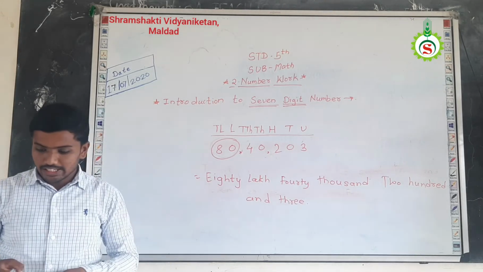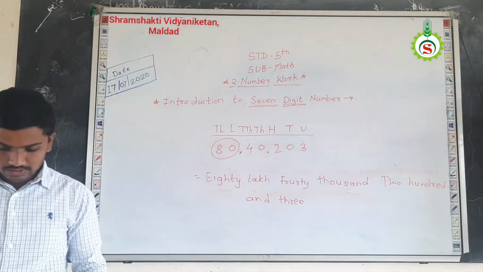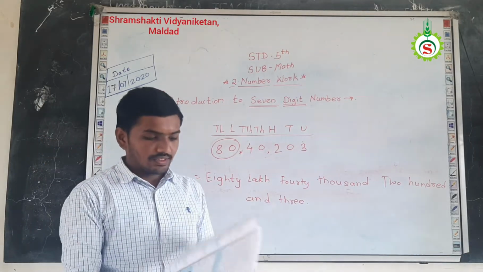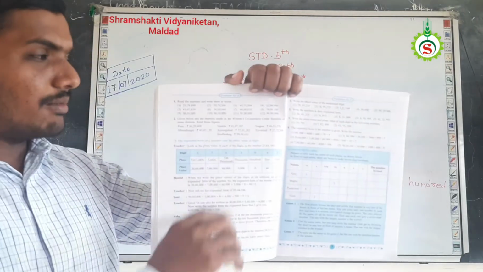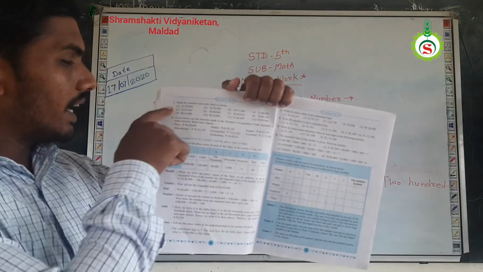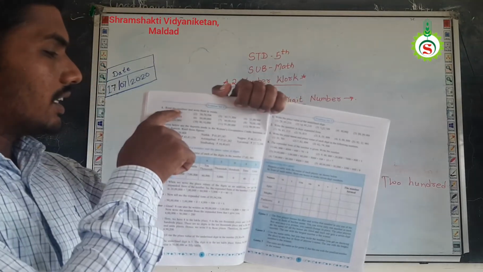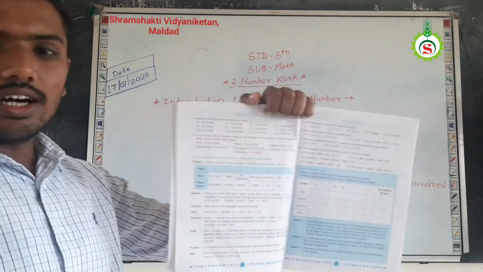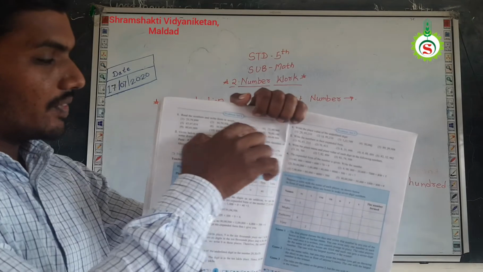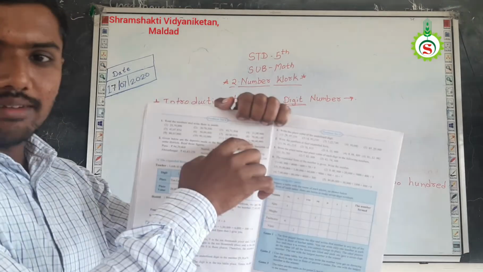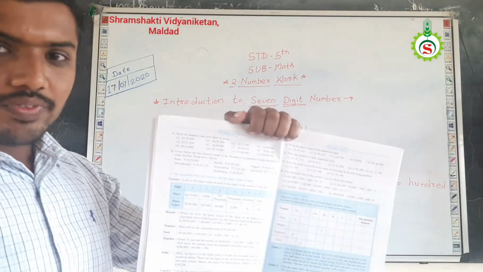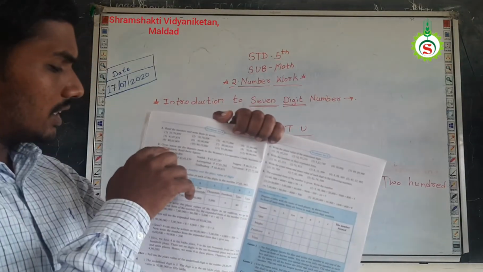Okay. So friends, in our book there is one problem set on page number 6. That is problem set number 4 on page 6. There are 2 questions. First one is: read the numbers and write them into words. That means you have to read the numbers. How many numbers? 12 numbers are there. So you have to read all those 12 numbers and write them into words. And the second question is like that.